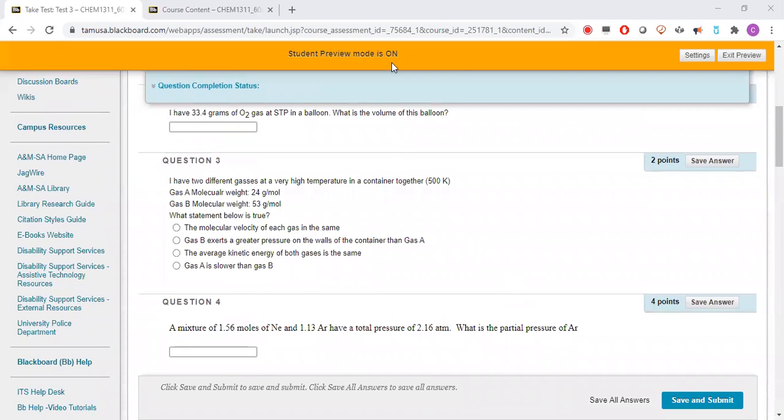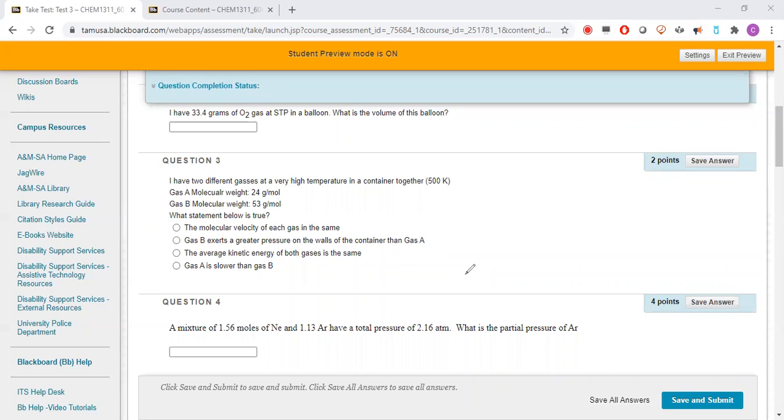Question 3, I more or less copy and pasted from our lecture. So I have 2 gases at very high temperatures in a container together. Gas A is 24, gas B is 53. What statement is true? And the statement that's true is the average kinetic energy of both gases is the same. The average kinetic energy for gases only depends on temperature. That's it.